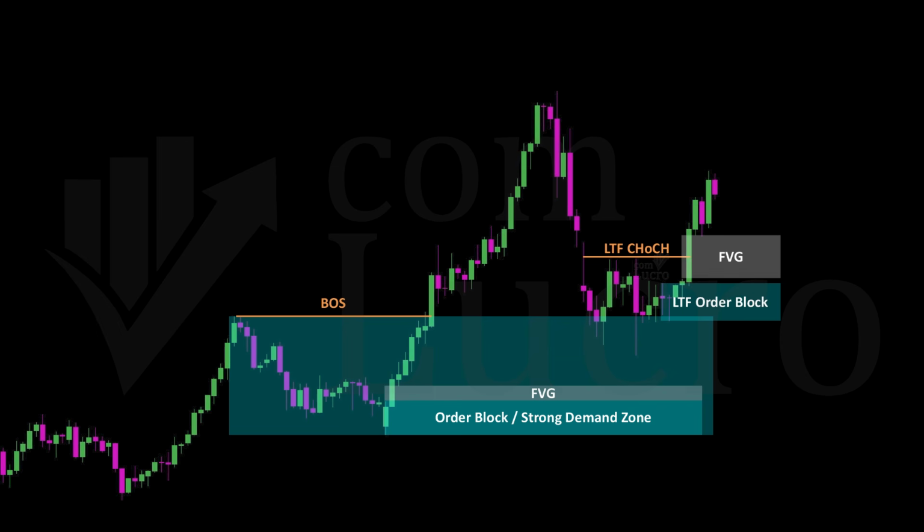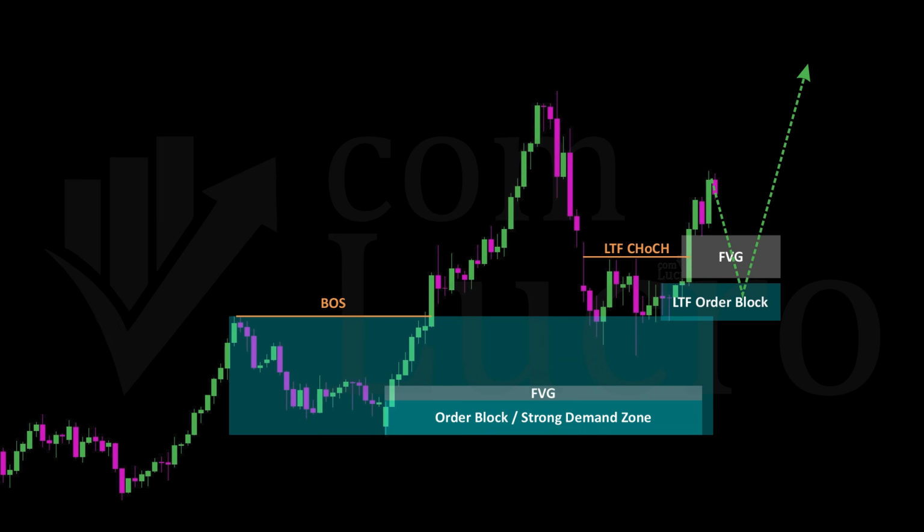And notice something important here. The strong displacement that forms immediately after the change of character also leaves behind a fair value gap. This is important because impulsive moves often create inefficiencies during expansion, and those imbalances can later act as reaction areas during the retracement. That is why fair value gaps are commonly used together with demand zones to help refine entries and identify high-probability continuation setups.